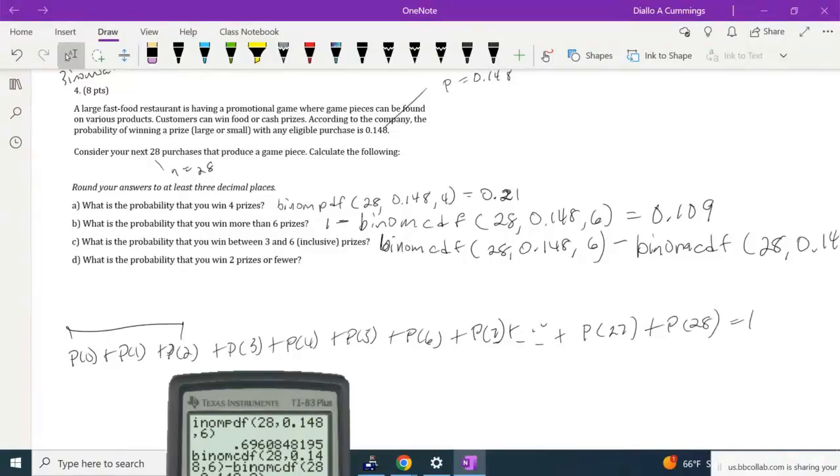So we can actually use the what? The CDF, because we're finding that probability to the left. Right. So there is no 1 minus for this, and we can simply put it in as binomial CDF 28, 0.148, 2.